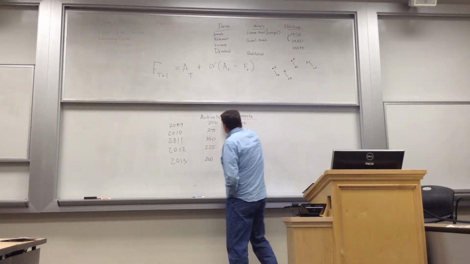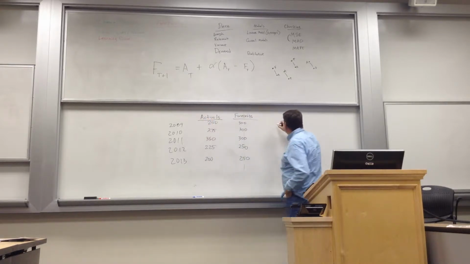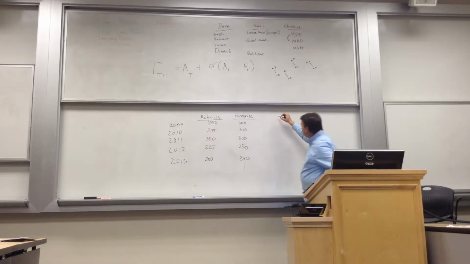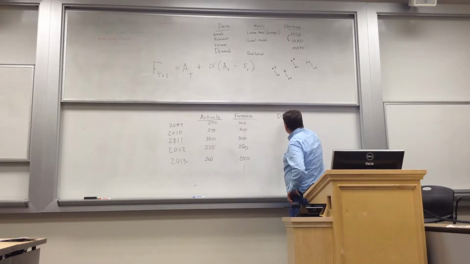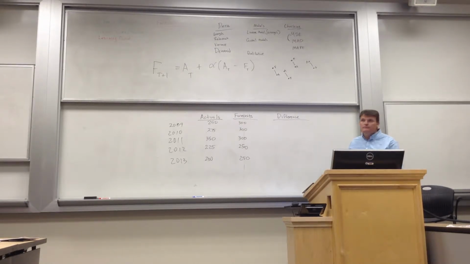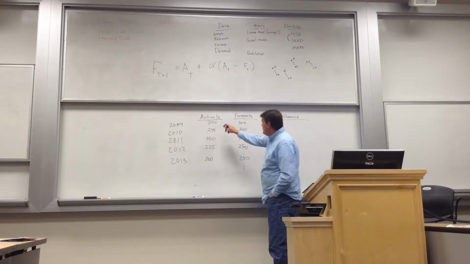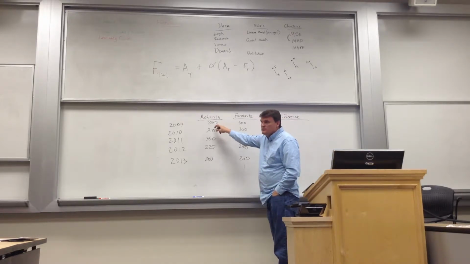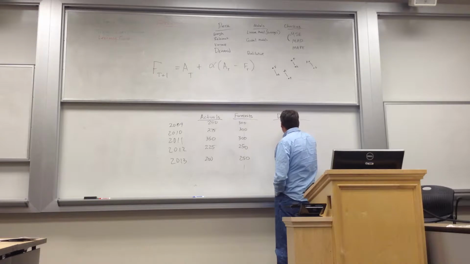So what all these methods do is, over here, you have to figure out what's the difference, right? How would we find the difference? The actual minus the expected. So, real simple way, we look at this number, subtract this number.